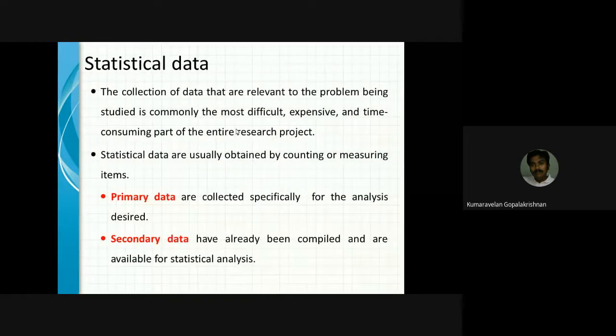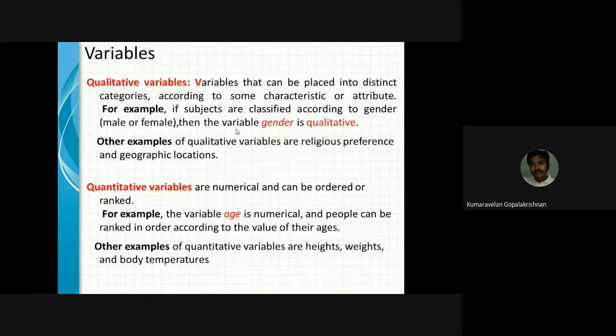I think I already explained all these things. So now I'm coming to variables, because variables play a very, very vital role in statistical analysis. The variables can be classified under two categories. Either the variable may be a qualitative variable, or it may be a quantitative variable. If you see any data set, you will have these two kinds of variables only.